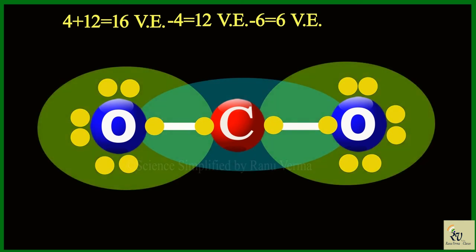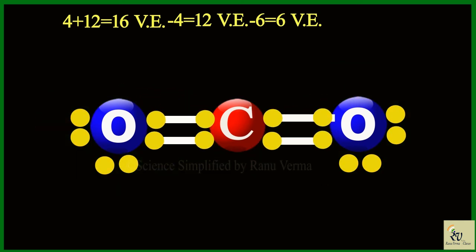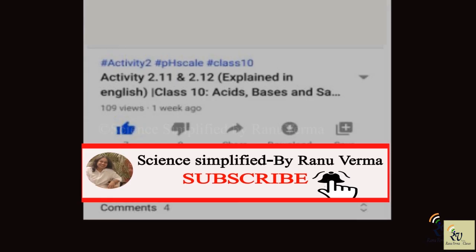In the case of the carbon dioxide structure, we prefer to write O double bond C double bond O because it is more stable.